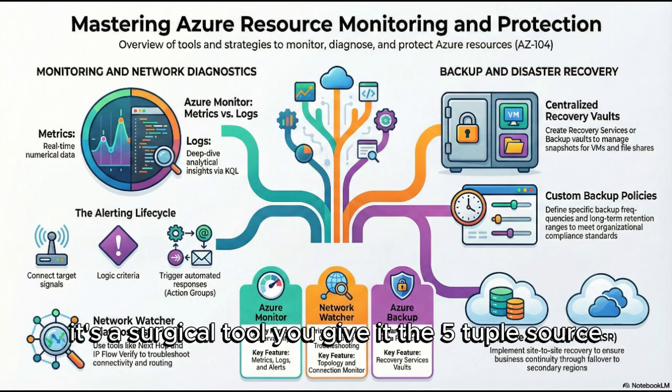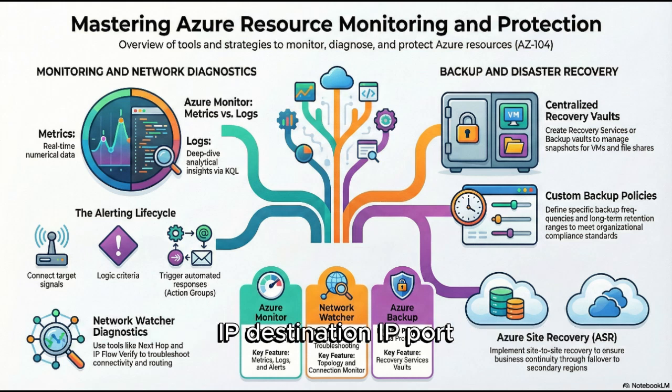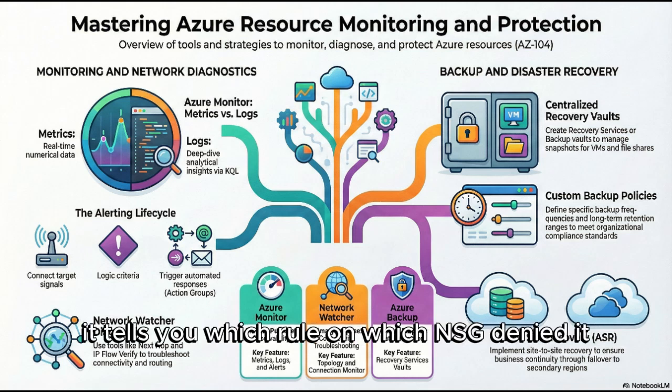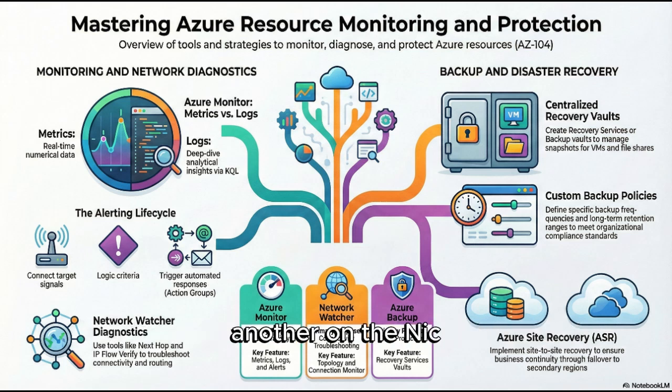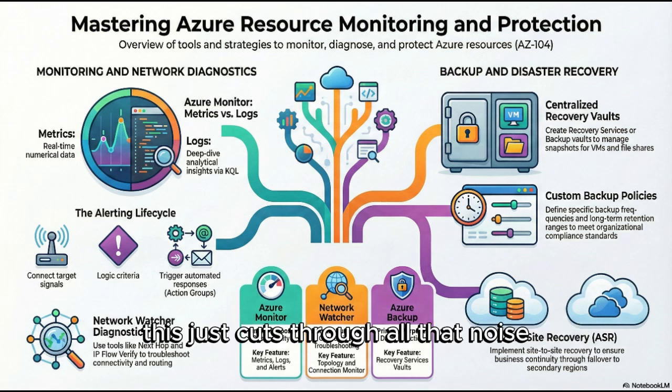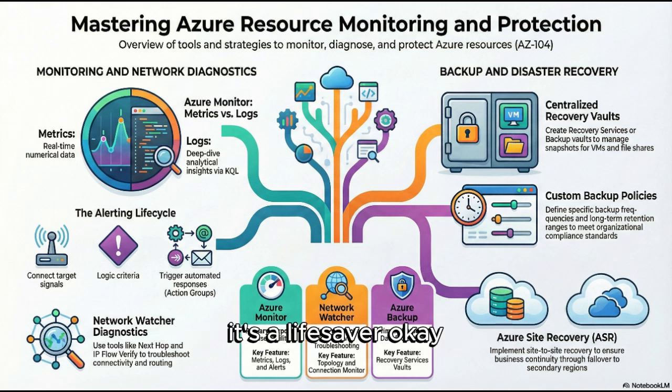It's a surgical tool. You give it the 5-tuple: source IP, destination IP, port, protocol, and direction. It simulates that one packet, and it just tells you allowed or denied. More than that, it tells you which rule on which NSG denied it. Because you might have an NSG on the subnet, another on the NIC. This just cuts through all that noise and points to the exact problem. It's a lifesaver.